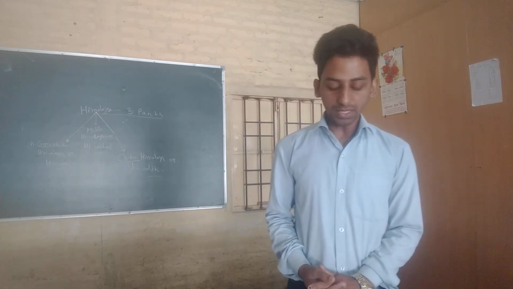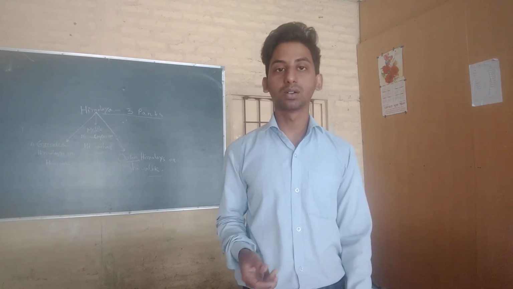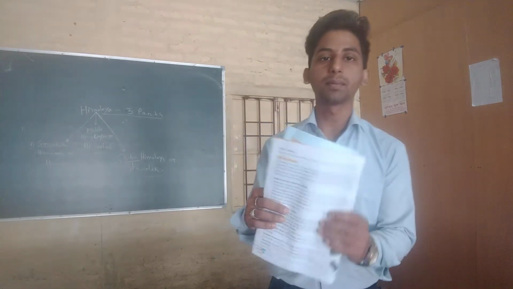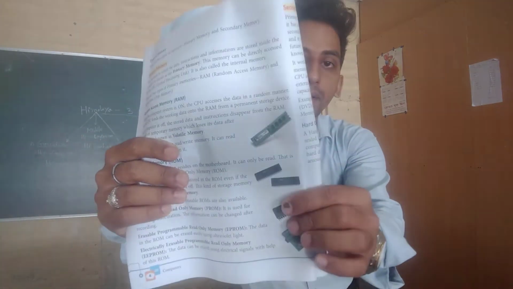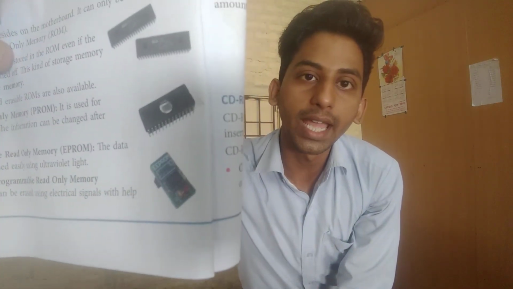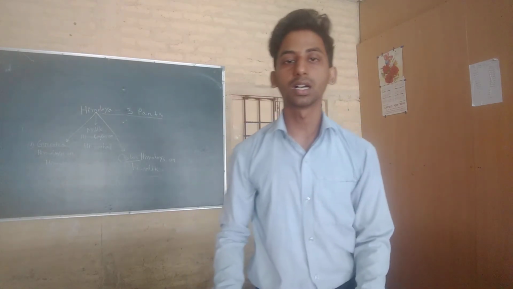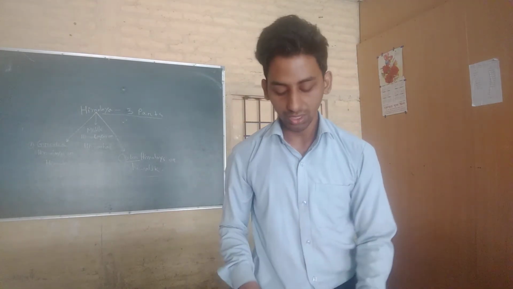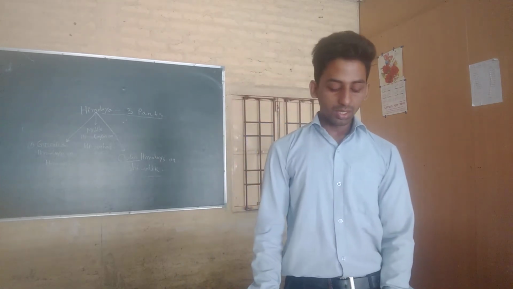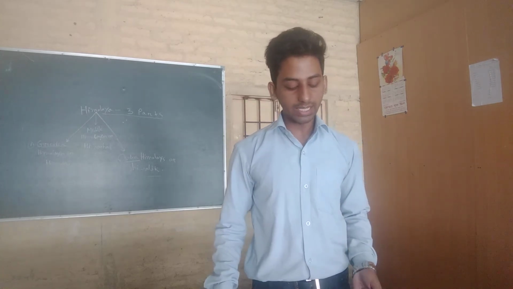ROM is the memory that resides on the motherboard. It can only be read. Now RAM is of this type and ROM is of this type. You can see these things are inside the CPU; you will see that chip. One chip will be there in the CPU. So ROM is the memory that resides on the motherboard. It can only be read. That is why it is known as ROM, read-only memory.